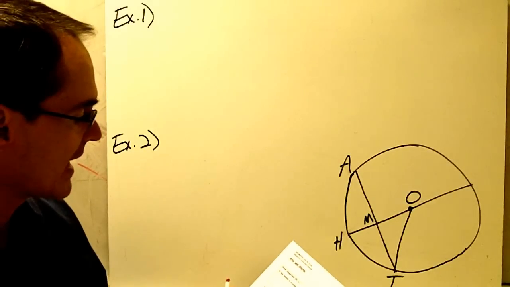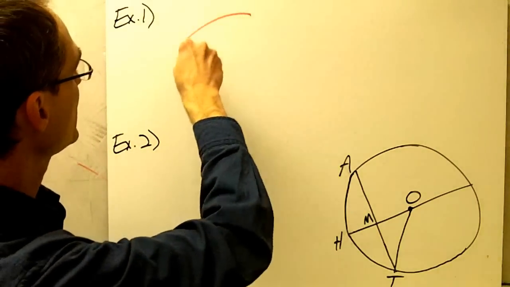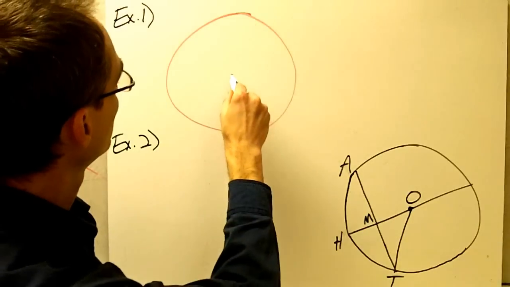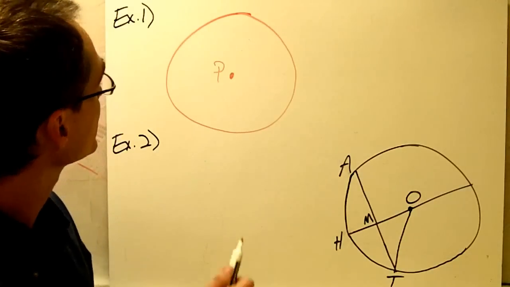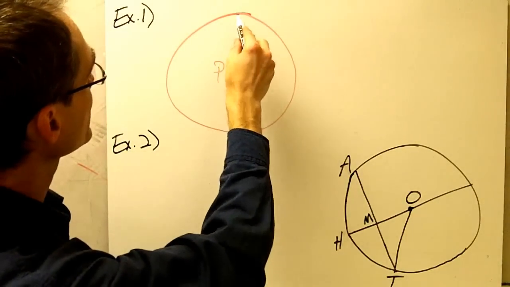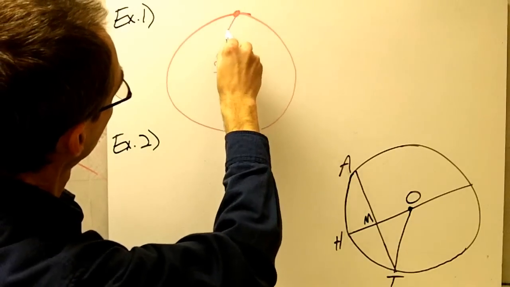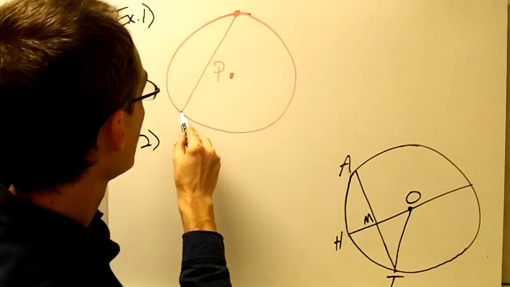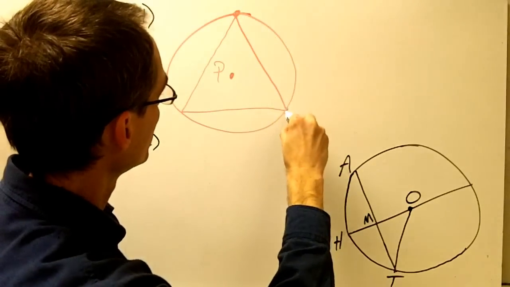If I have an equilateral triangle inscribed in circle P, then let me draw a circle P here, with an equilateral triangle inscribed in it. That means all the vertices of the triangle are going to lie on the circle. So I want to draw an equilateral triangle with all of its vertices on the circle.